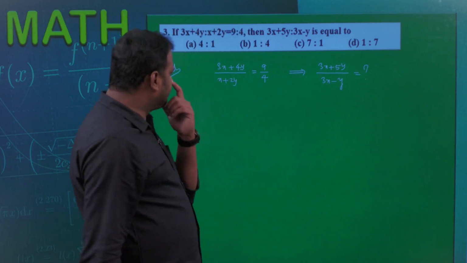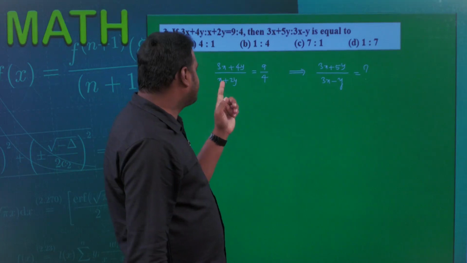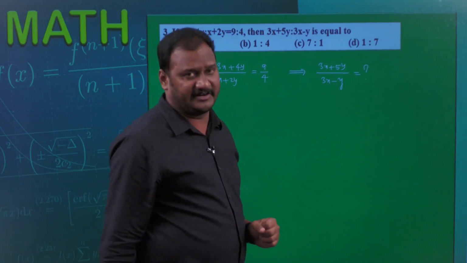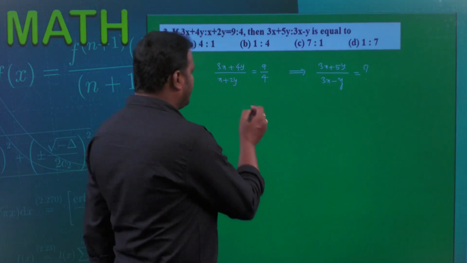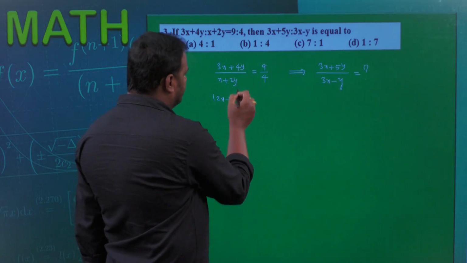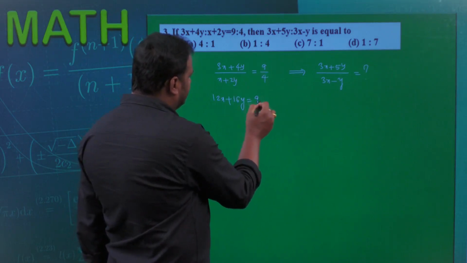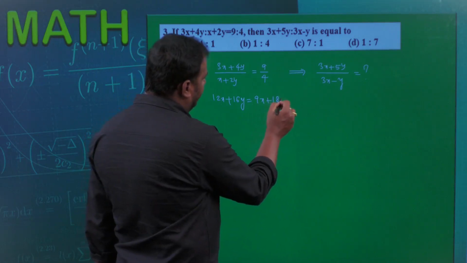So in order to find the value of the ratio, 3x plus 4y by x plus 2y is equal to 9 divided by 4, right? I'll do cross multiplication. Then it would be 4 into 3 is equal to 4 threes are 12x plus 4 into 4y is equal to 16y is equal to 9 into x is equal to 9x plus 9 twos are 18y.